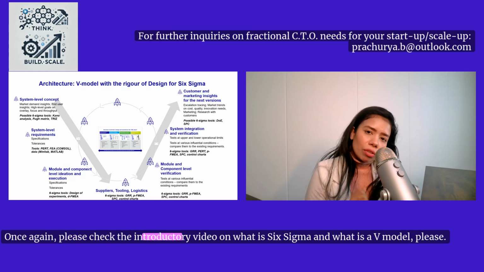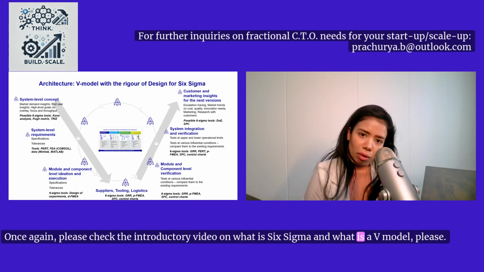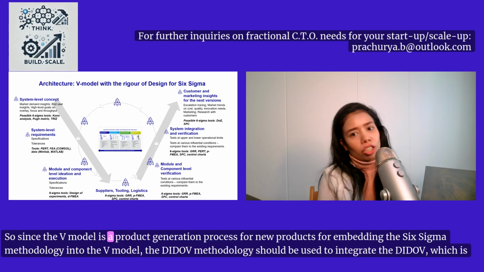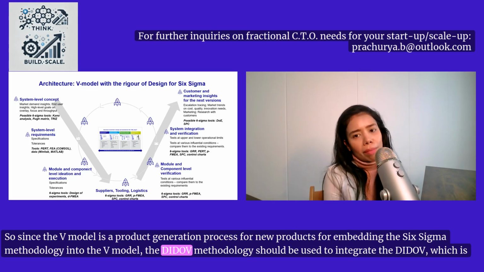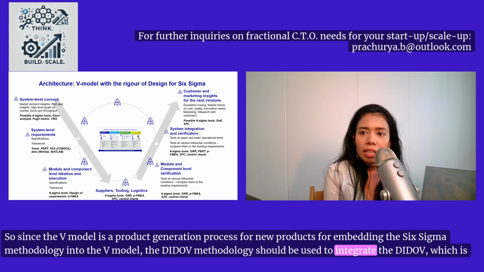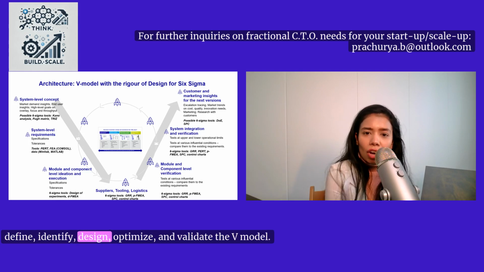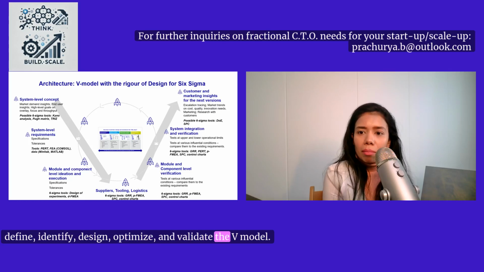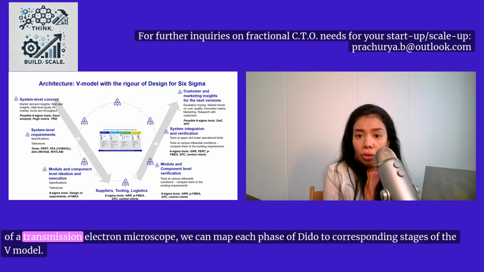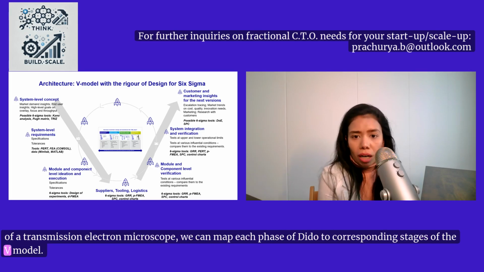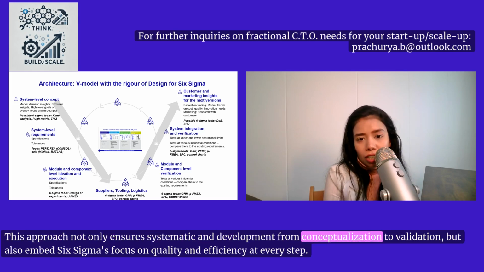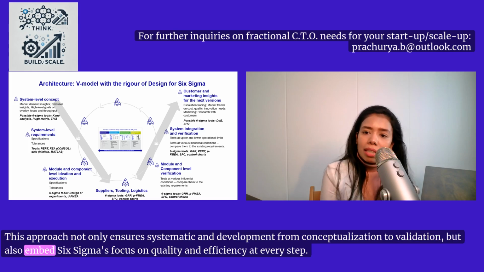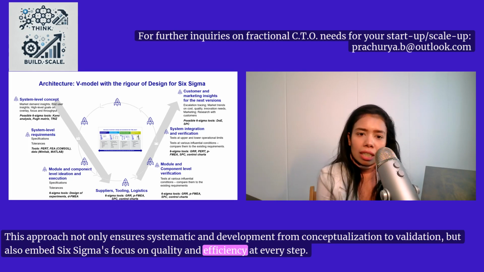Once again, please check the introductory video on what is Six Sigma and what is a V model. Since the V model is a product generation process for new products, for embedding the Six Sigma methodology into the V model, the DFSS methodology should be used. To integrate the DMADV, which is define, identify, design, optimize, and validate, into the V model of a transmission electron microscope, we can map each phase to corresponding stages of the V model. This approach not only ensures systematic development from conceptualization to validation, but also embeds Six Sigma's focus on quality and efficiency at every step.